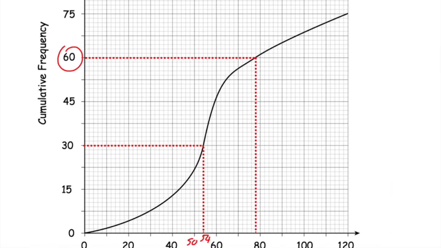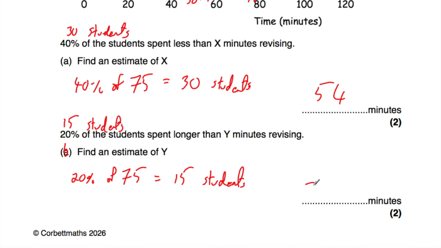So what we did was we went to this graph and said, if we go down 15, that's 60. And we're going to go 60 across and down, because at this particular time, 60 students spend less than that time revising, and 15 students spend more. So that's the particular time that we want. Whenever we read this value off, each of the little boxes is worth 2, so that's going to be 78. So Y would be 78 minutes.